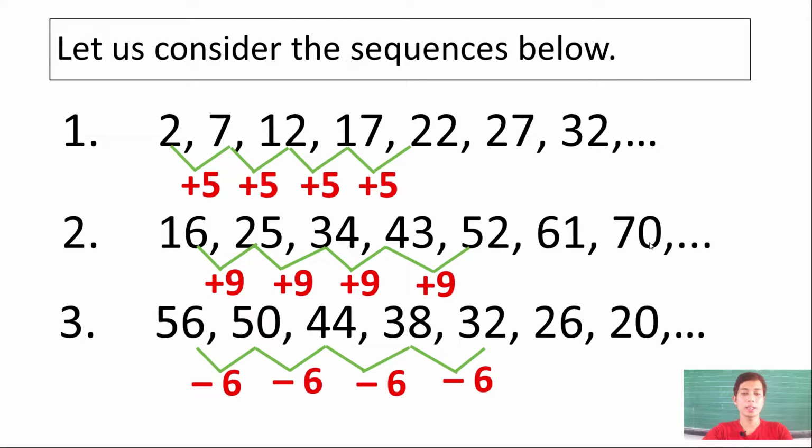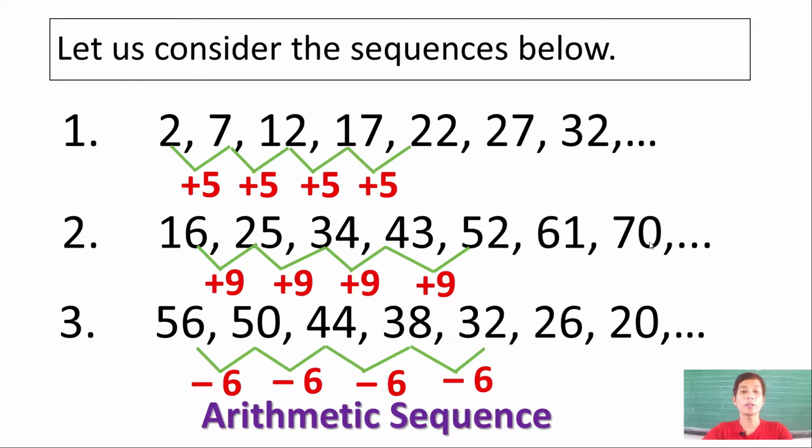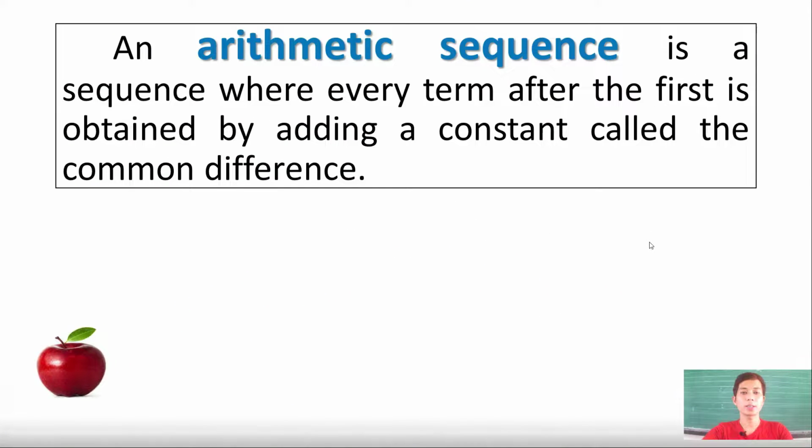Now generalizing this, as you can see in the sequences, in the first two sequences, the numbers are increasing in value. So the number that is being added is a positive number. While in the third or in the last sequence, the number that is being added is negative. That's why the numbers in the sequence are decreasing in value. These sequences are examples of the so-called arithmetic sequence.